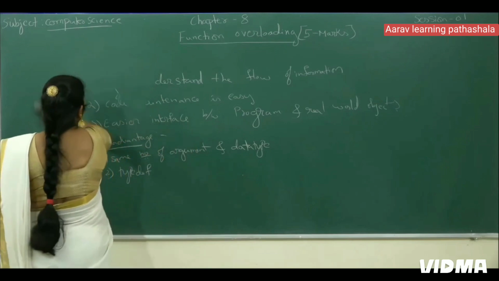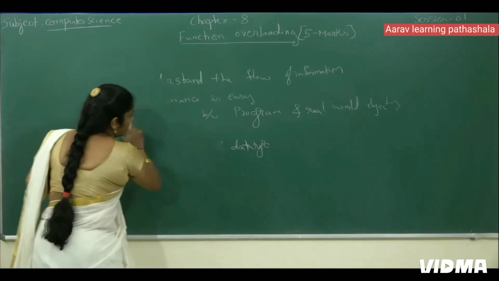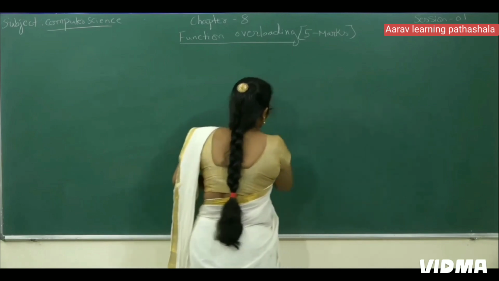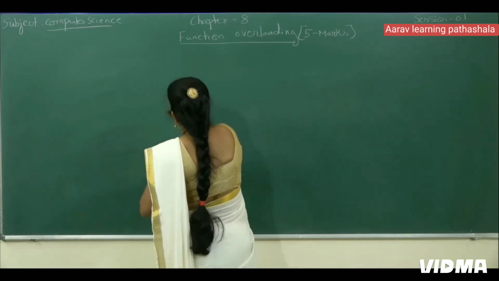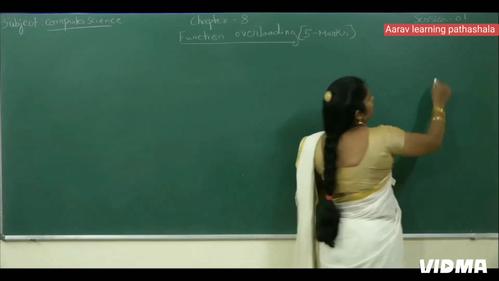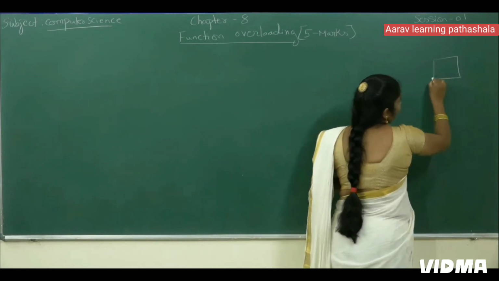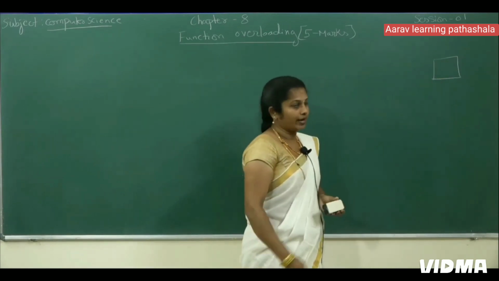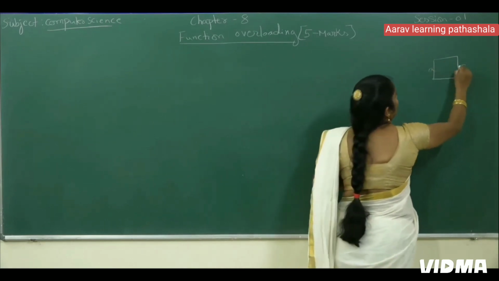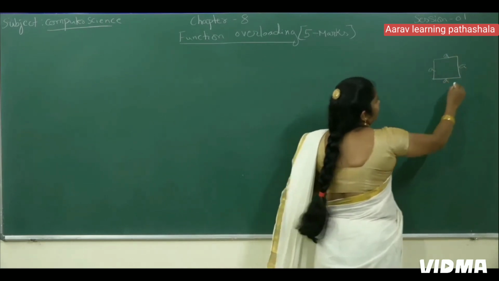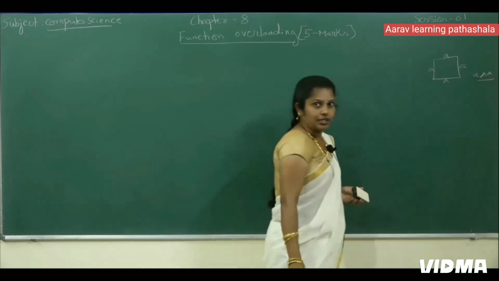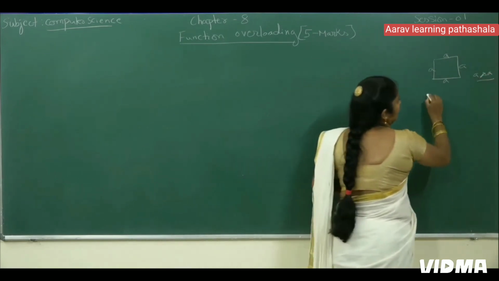This we will explain with one program. For example, I want to find the area of a square, the area of a triangle, and the area of a rectangle. Then how to write it? For example, area of a square. In a square, all the sides are the same, here also A. Therefore, area equals A into A.